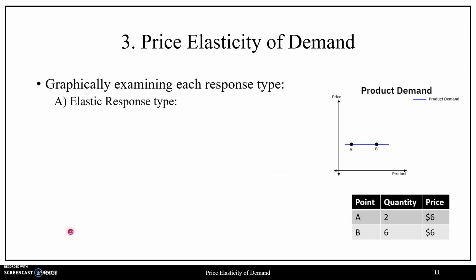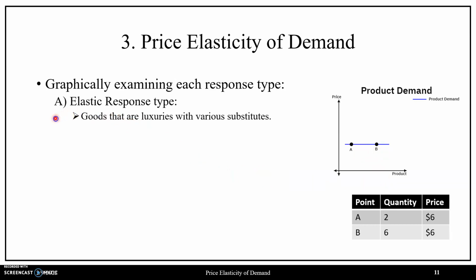So with this in mind, let us keep those determinants in mind as well as our response types and go through our three cases. Beginning first, we'll consider the elastic response type, where we have a product demand curve on the right, and notice that it's horizontal and we have 2 points A and B that we also have on our demand schedule.